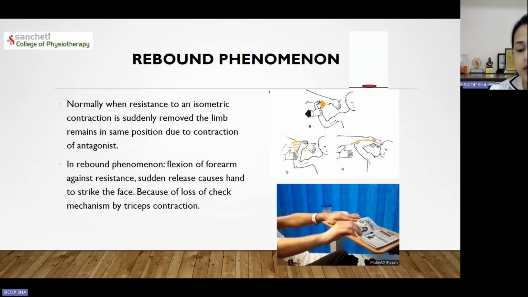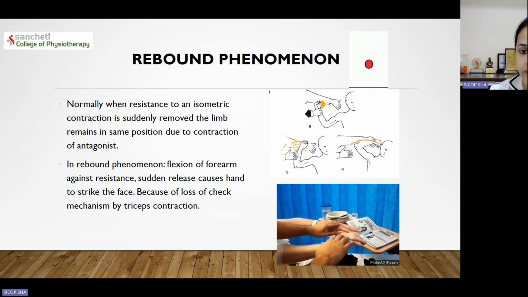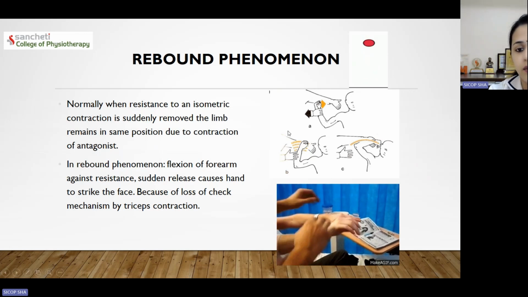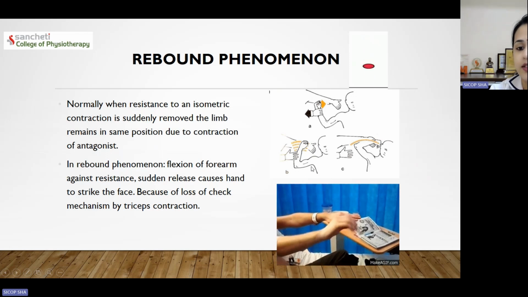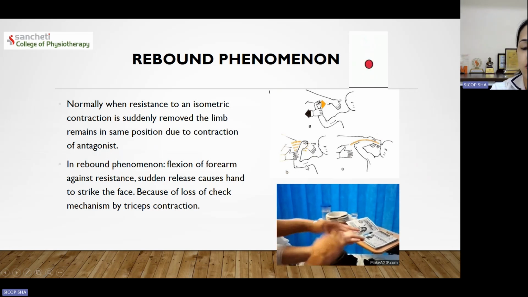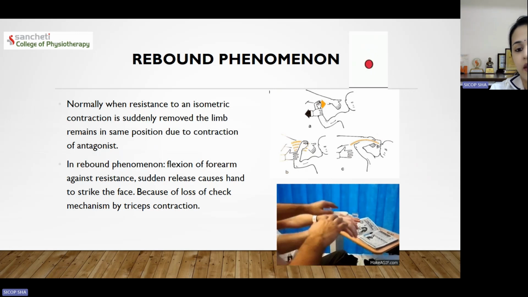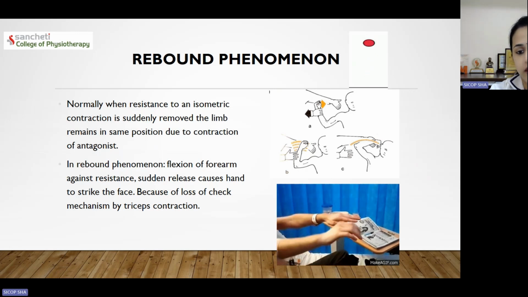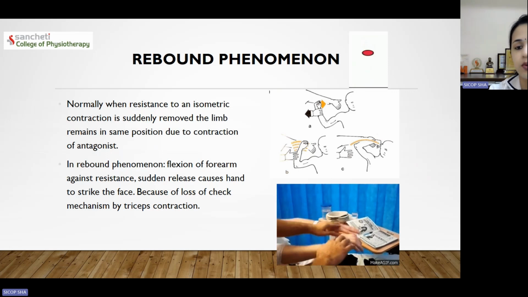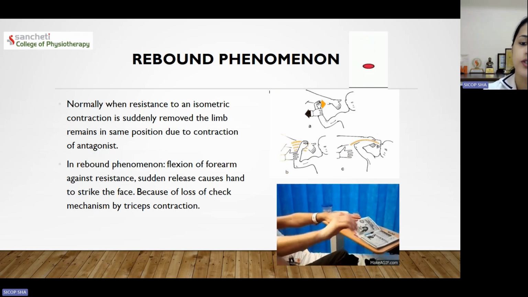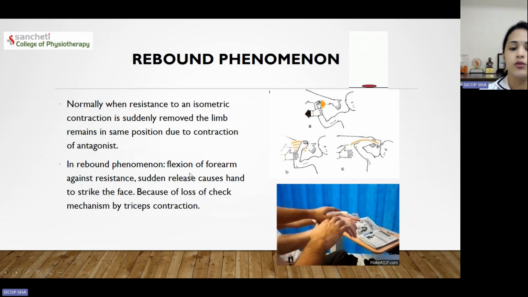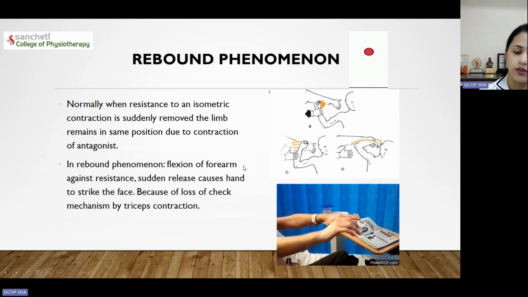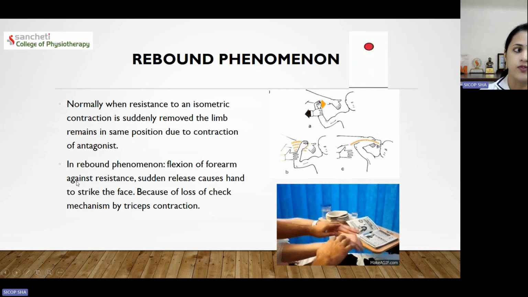So if I'm resisting elbow flexion in a normal person and I remove the resistance, as you can see, the limb is going to just stay in the same position because my triceps are contracting so that it doesn't cause sudden elbow flexion. But what happens in our patients with cerebellar ataxia? In cerebellar ataxia, we see this rebound phenomena. That is, you tell the patient to do elbow flexion, that is flexion of the forearm against resistance.